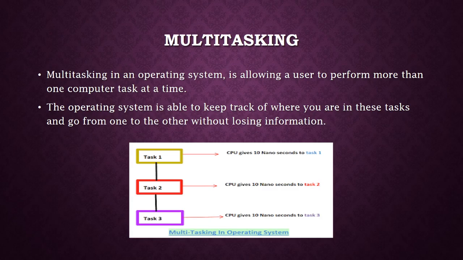Though we say so, in reality, no two tasks on a single processor machine can be executed at the same time. As you can see in the diagram, the CPU switches from one task to the other so quickly that it appears as if all tasks are executing at the same time.